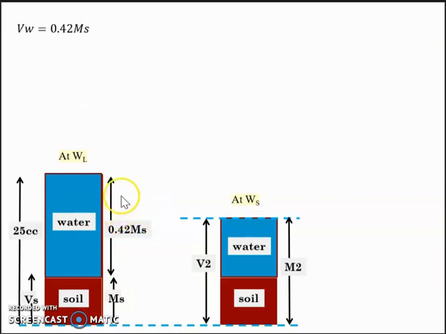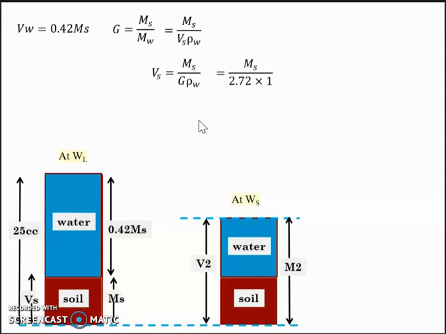Now we know that the specific gravity G, the value of which is already given in the question, is Ms by Vs rho w, from which you can write Vs, the volume of solids, to be Ms by G rho w. Ms is unknown and G is known, 2.72, already given in the question. Rho w, density of water in standard unit gram per cc, is 1. So you can write Vs equal to Ms by 2.72 or 0.368 Ms.